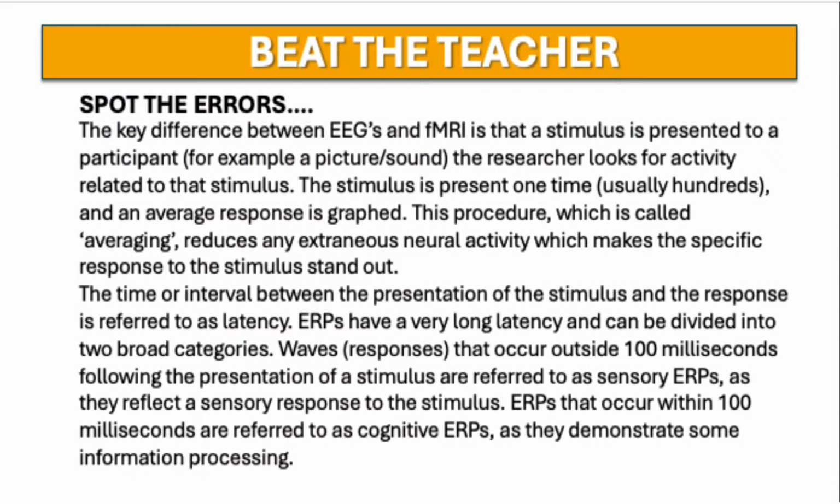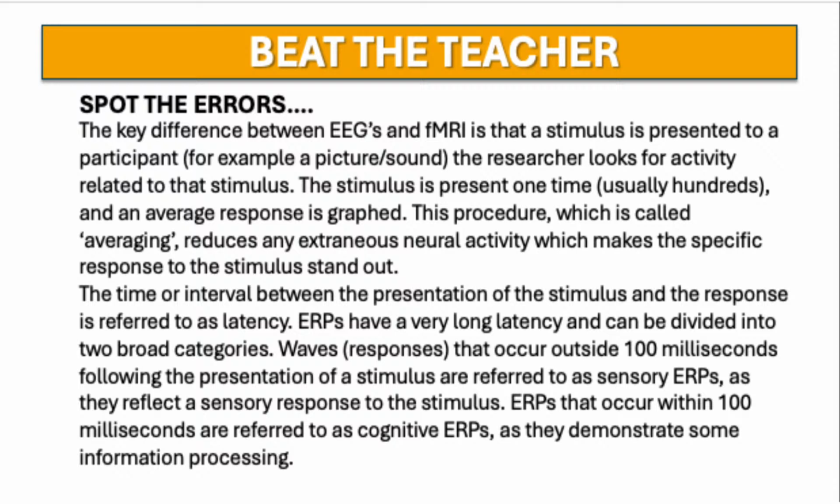So I'll give it a read. So the key difference between EEGs and fMRI is that a stimulus is presented to a participant. The researcher looks for activity related to that stimulus. The stimulus is present one time and an average response is graphed. This procedure, which is called averaging, reduces any extraneous neural activity, which makes the specific response to the stimulus stand out. The time or interval between the presentation of the stimulus and the response is referred to as latency.